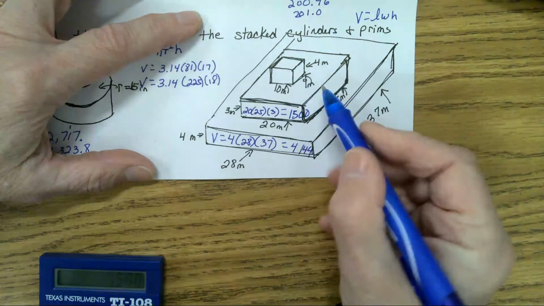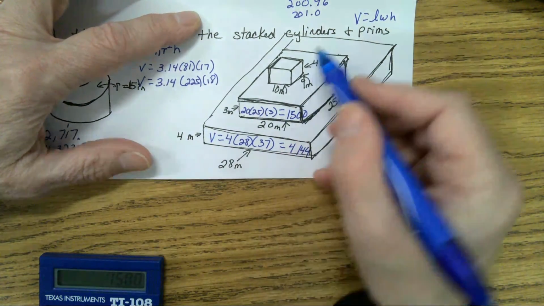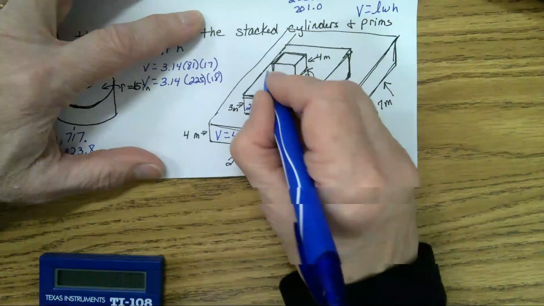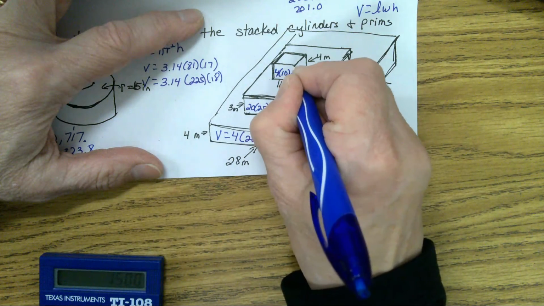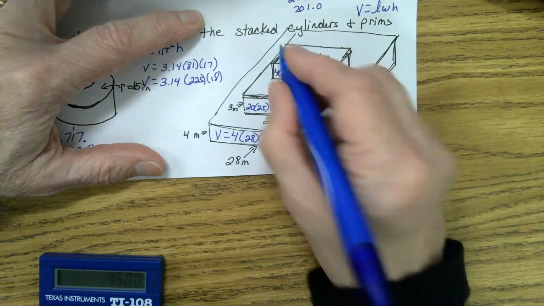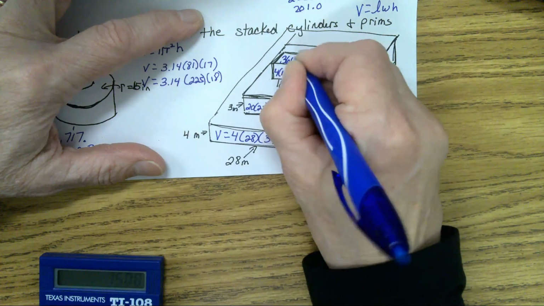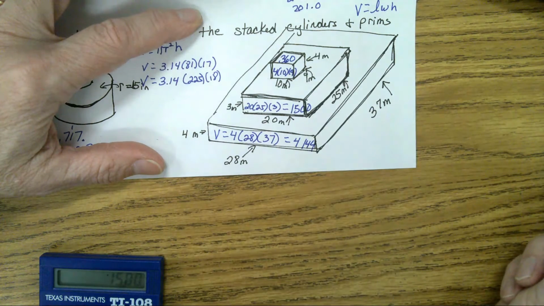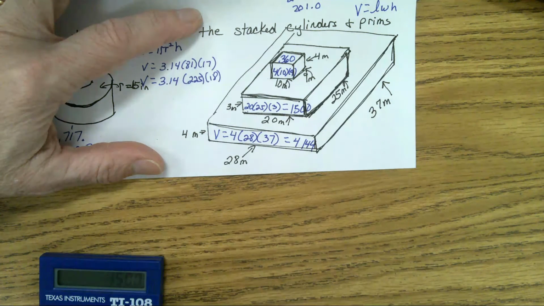And for my top one, it's going to be 4 times 10 times 9. 4 times 10 is 40 times 9, 360. Is that what you have? Yeah. Then you add them all together.